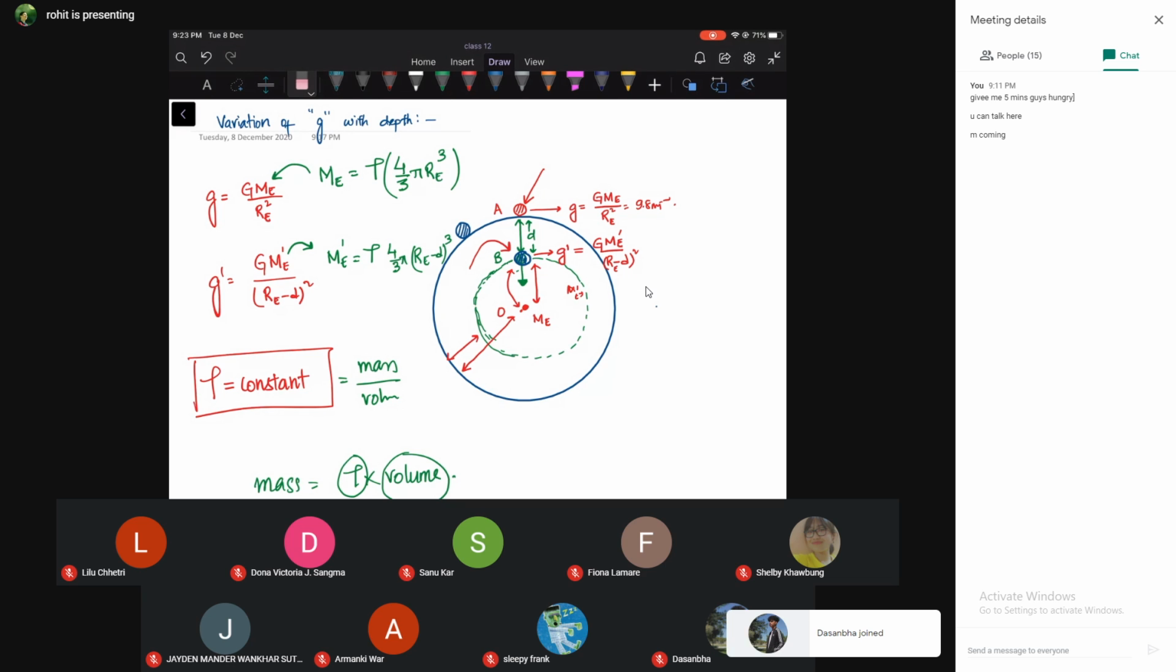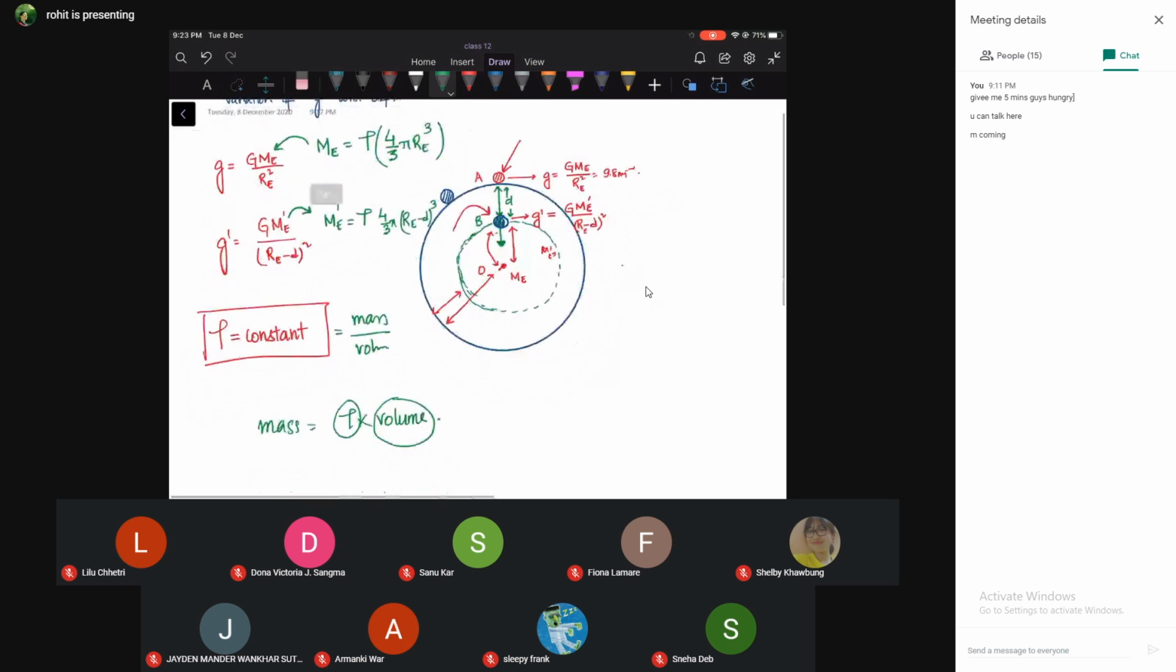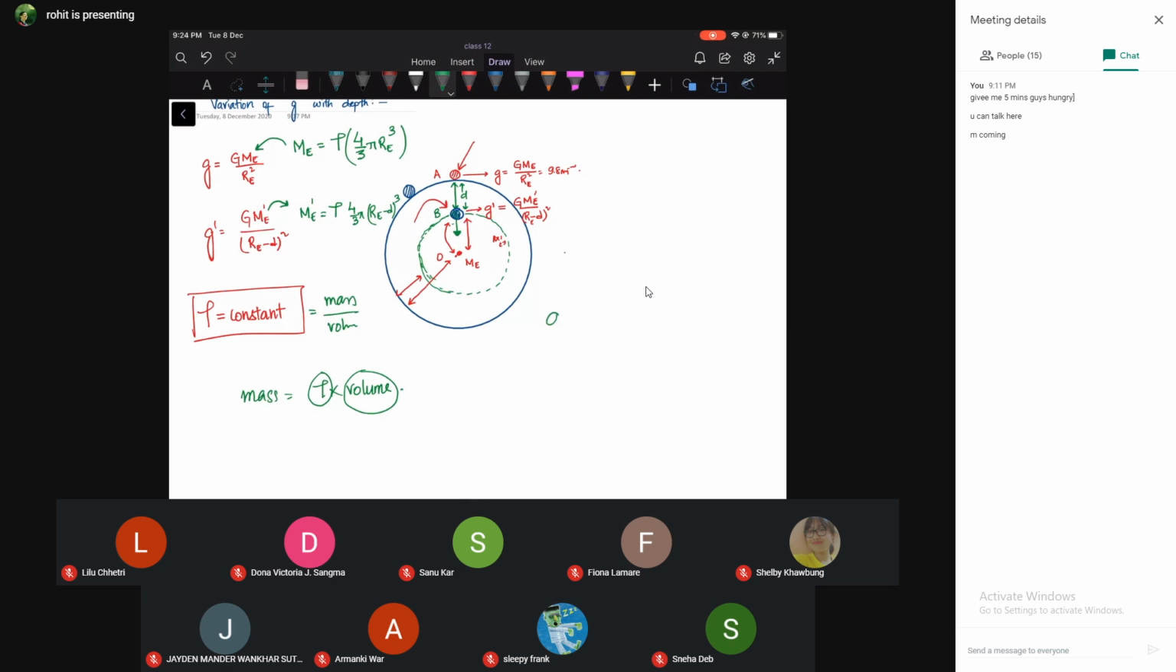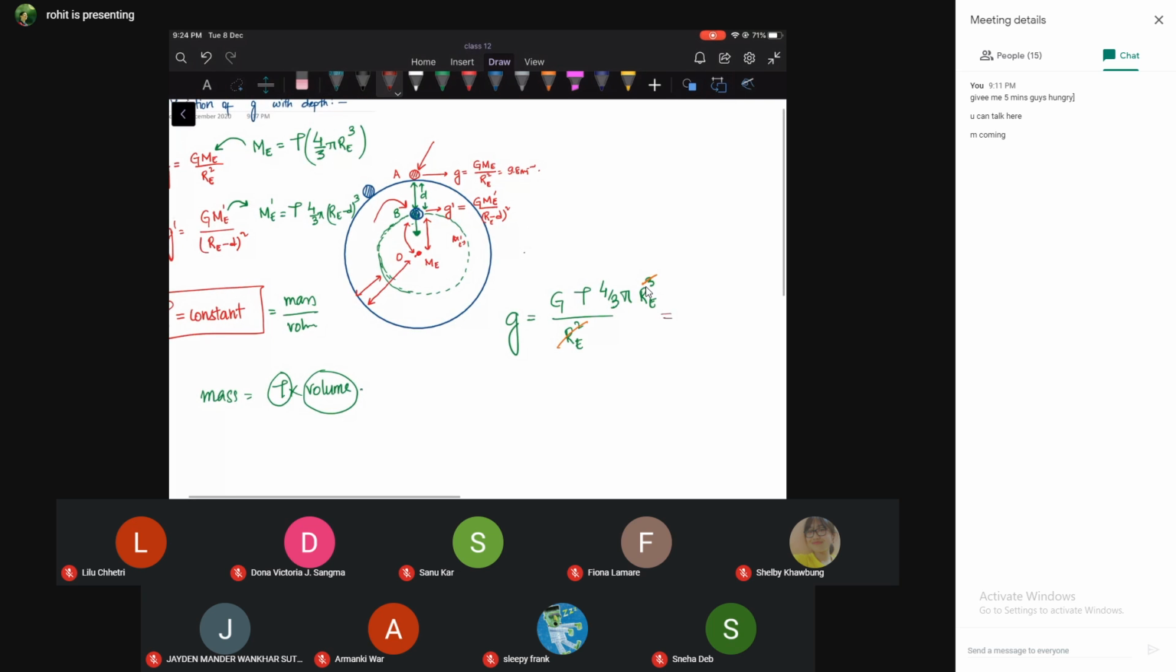Guys, if it's not so clear, you can ask me now. Dasamba has just joined. Actually, it was his problem, right? So when I do that, see what I am going to get: small g equals capital G divided by Re square, and in place of Me I write rho into 4 by 3 pi Re cube. Now I can cancel, not everything, only the cube, so only one Re will remain. And my formula for small g will look like this in terms of density, not mass.